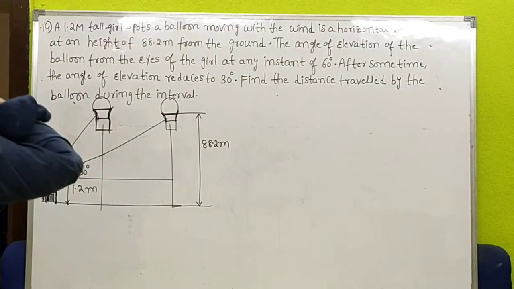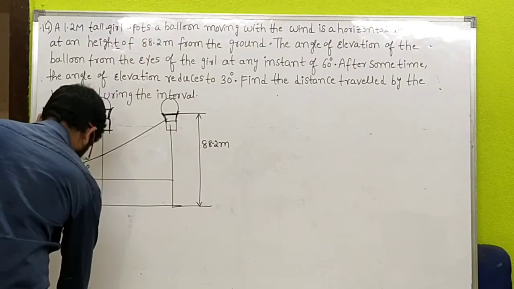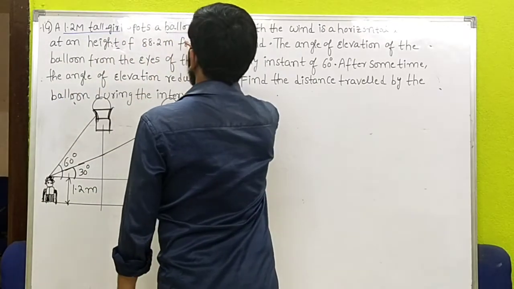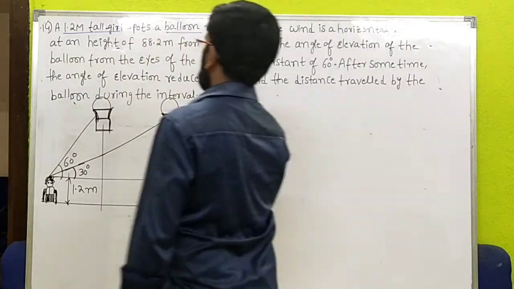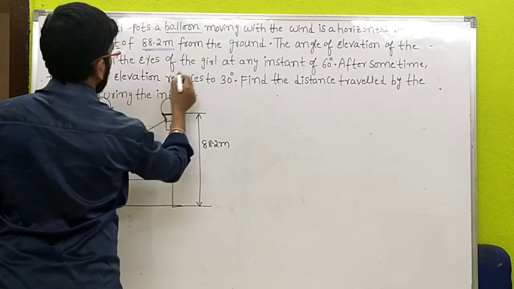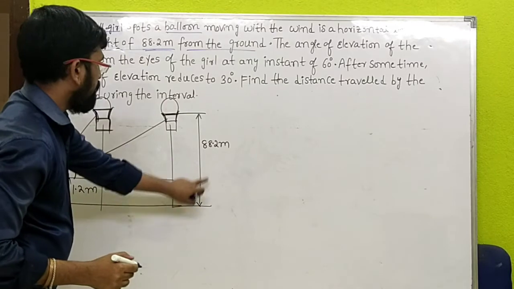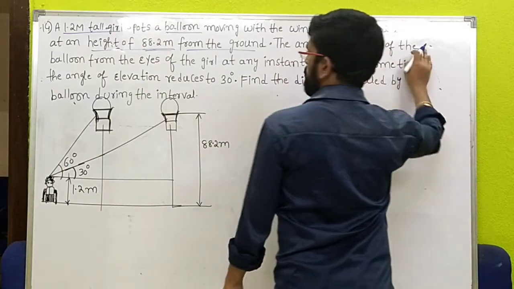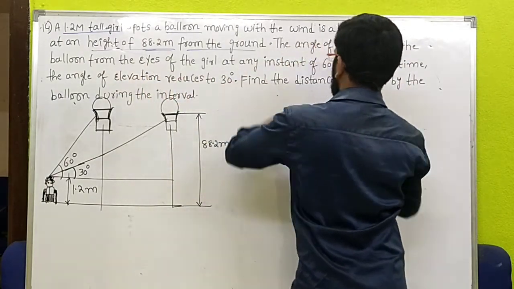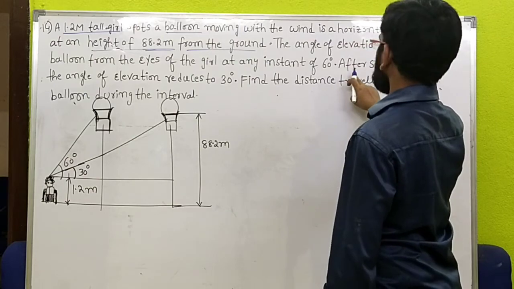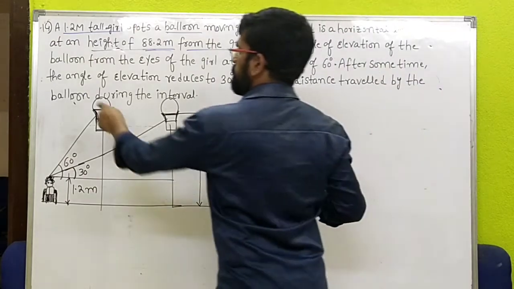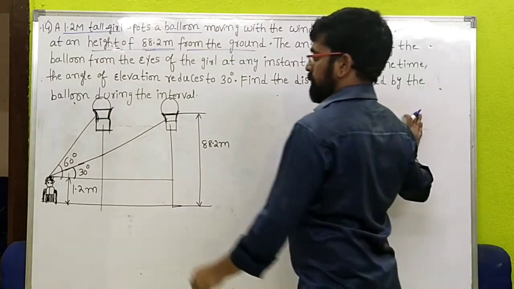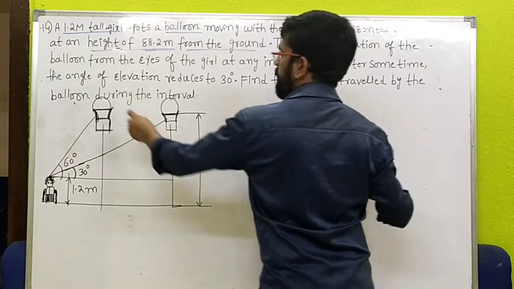So the given here: a girl of 1.2 meters height spots a balloon moving in the wind in a horizontal line, and the height from the ground is 82 meters. The angle of elevation of the balloon from the eyes of the girl is 60 degrees. After some time, the angle of elevation reduces to 30 degrees. Find the distance traveled by the balloon during the interval.